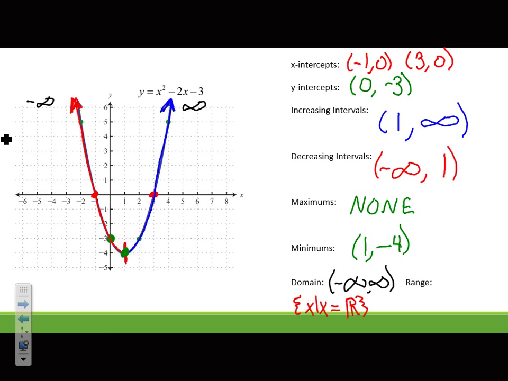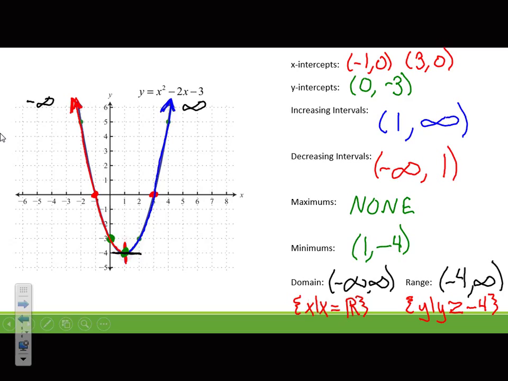Do the same thing for range. Range is our y value. So if we look here, we can't go anywhere past -4, but it goes on forever upward. So we're going to go from -4 all the way to positive infinity. If we want to look at it in set notation, it's going to be y, because range is our y values, such that y is greater than or equal to -4. So it's -4 and above.